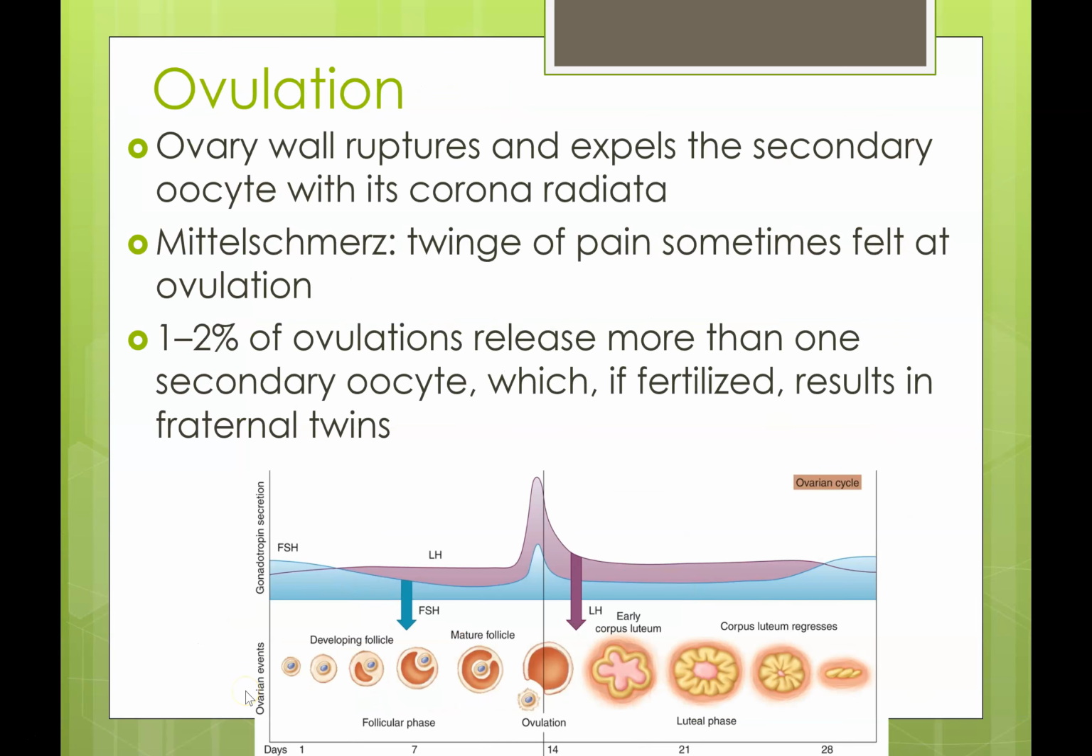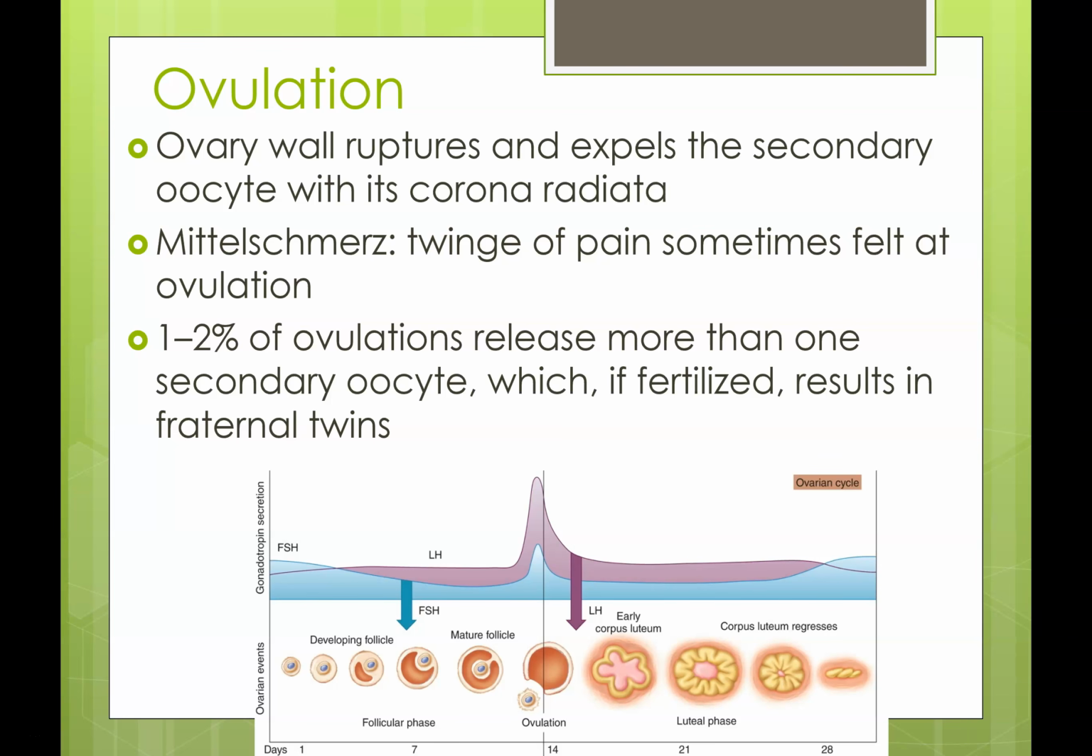We said during ovulation that the ovary wall is going to rupture, allowing that secondary oocyte along with the corona radiata to be released so it can move into the fallopian tube. When this takes place, some women say that they can actually feel when they ovulate.